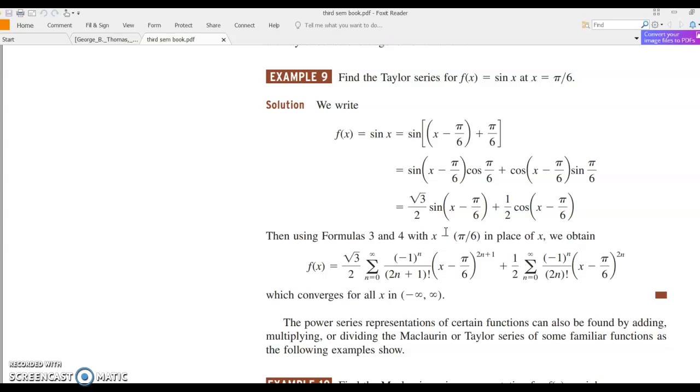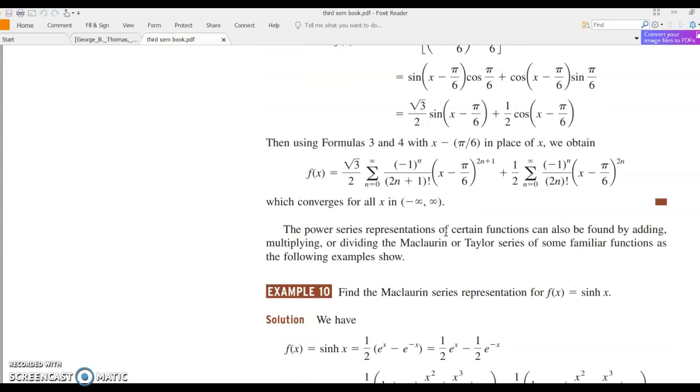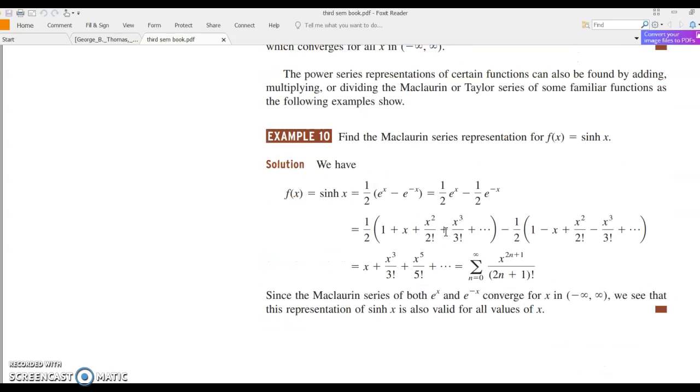In another way, this is not easy actually. This is not easy. The expansion for f of x is equal to sine x at x is equal to 0 is very easy, but x is equal to pi by 6 is not easy. Okay, you have to see the difference between those two.